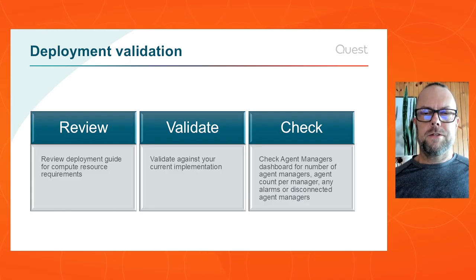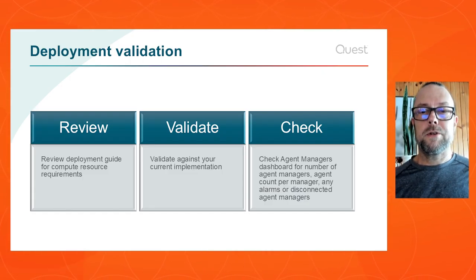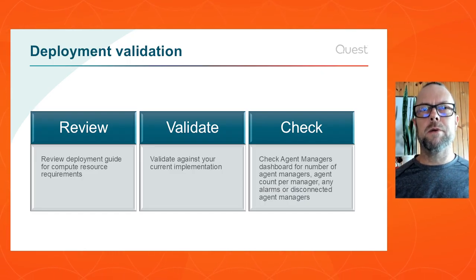You can do this from, as a starting point anyways, from the agent manager dashboard. That'll give you the number of agents per agent manager. And then it'll also show any alarms as well as disconnected agent managers. And those can be symptoms of being undersized. Most often thing I'll see when an agent manager disconnects is because memory is too low.